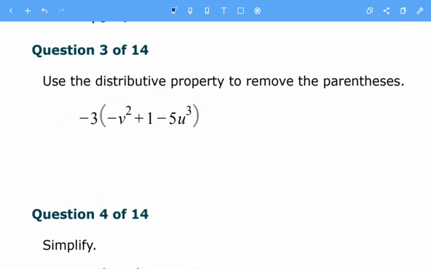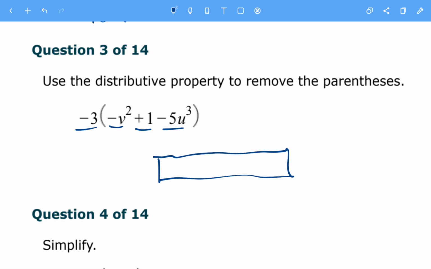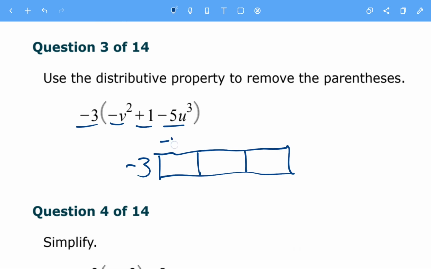Question 3, we are still using the distributive property to remove the parentheses. This time I'm going to show you how to use the box method. So we have 3 terms on the inside and 1 term on the outside. So we are going to make a 3x1 box. And we're going to put minus 3 out here. And then minus v squared plus 1 minus 5u cubed on the top.